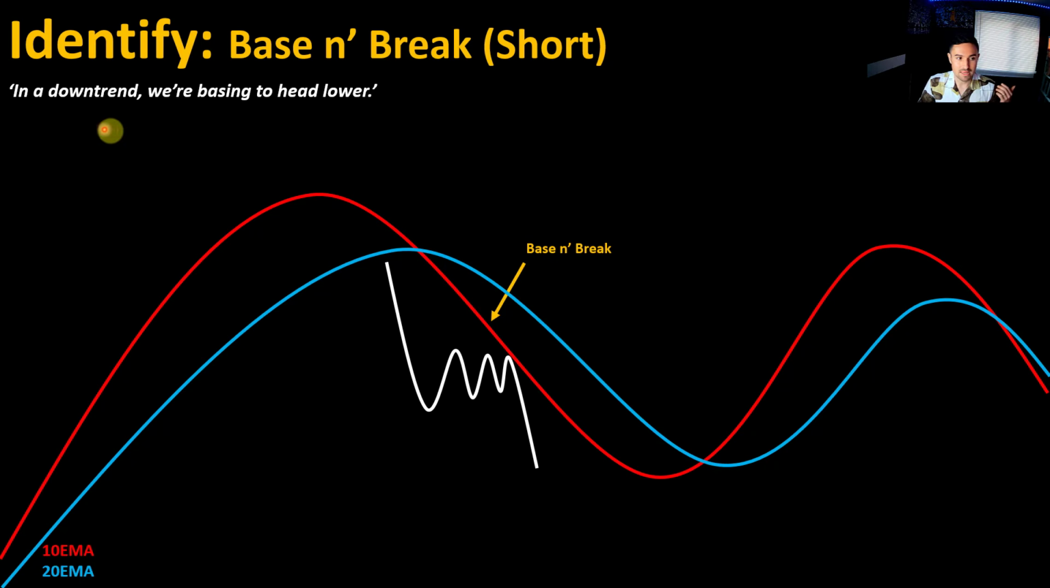Base and break is basically basing, so it's a little bit longer in terms of a consolidation, basing into the key moving averages. So you could see some form of Darvas box, a kind of rectangle, to use a visual example. Something where price is consolidating and the moving averages are catching up, but it can't reclaim them, and then it breaks to the downside like this and makes a series of lower lows.